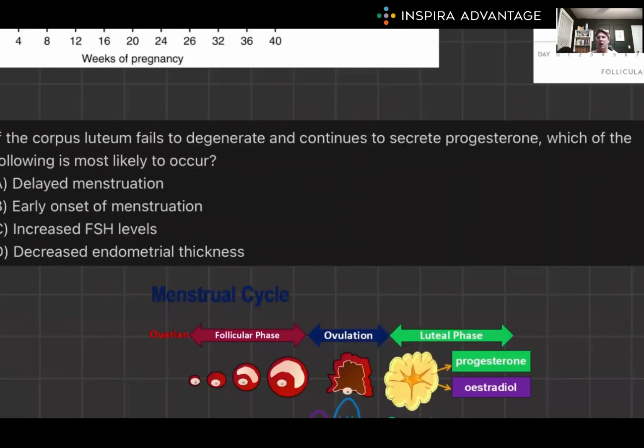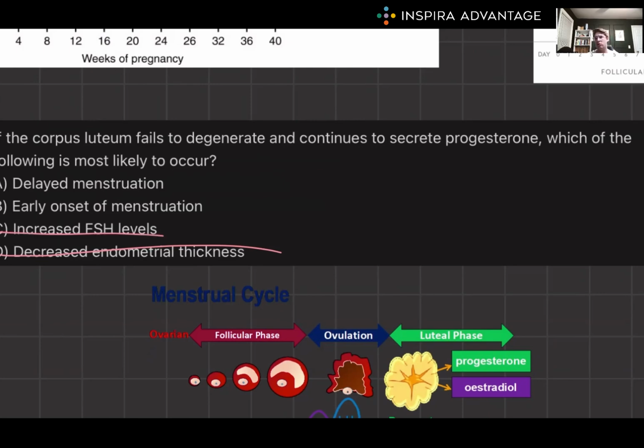Now let's do one more here. If the corpus luteum fails to degenerate, so it's still there, and continues to secrete progesterone, which of the following is most likely to occur? Delayed menstruation, early onset of menstruation, increased FSH levels, or decreased endometrial thickness? Well, we want to think about what the corpus luteum is doing. And progesterone. We know progesterone is increasing the endometrial thickness. So immediately, I'm going to get rid of D because that's just so far the opposite. Increased FSH levels? Probably not. That would be a positive feedback loop, which doesn't happen with progesterone. So we'll get rid of C.